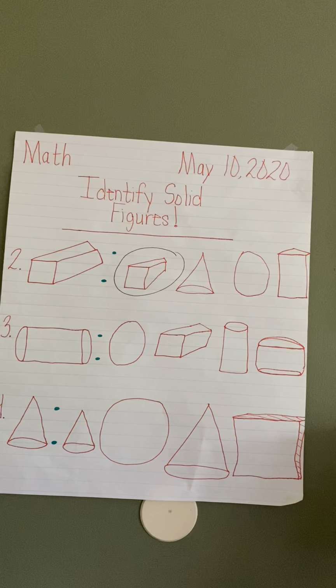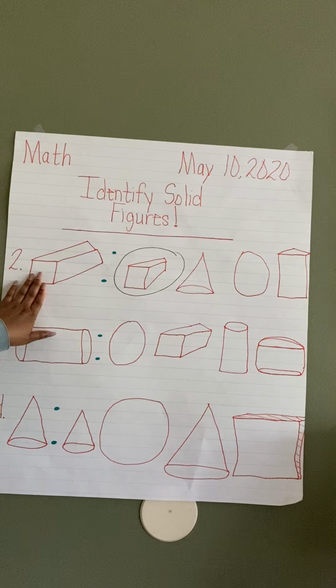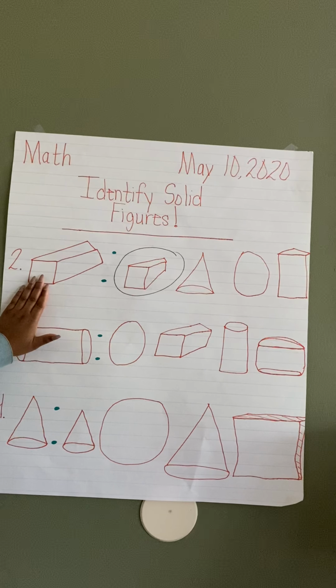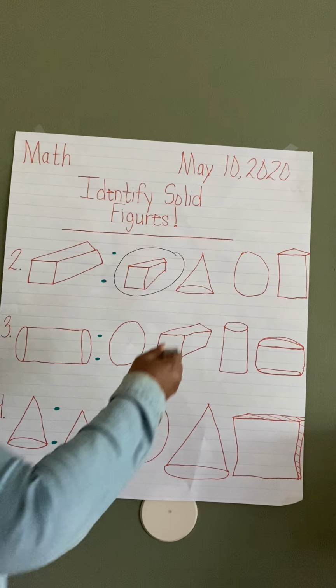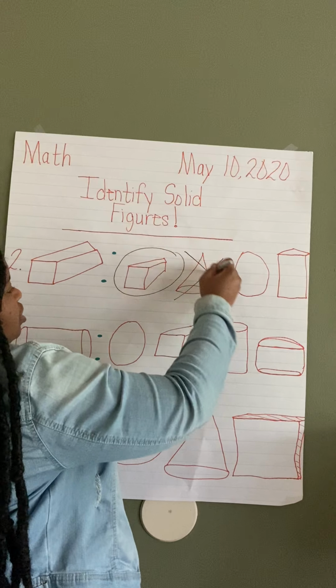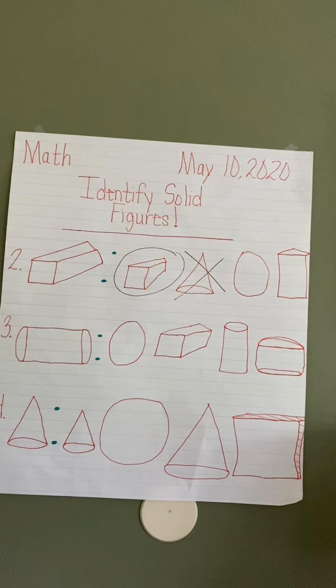Let's look at the next object. What type of object is that? That is some type of decorative cone. Is that cone the same as a solid figure rectangular prism? It is not. So what are we doing since it's not the same? We're putting an X on it. So go ahead and put your X on that cone.